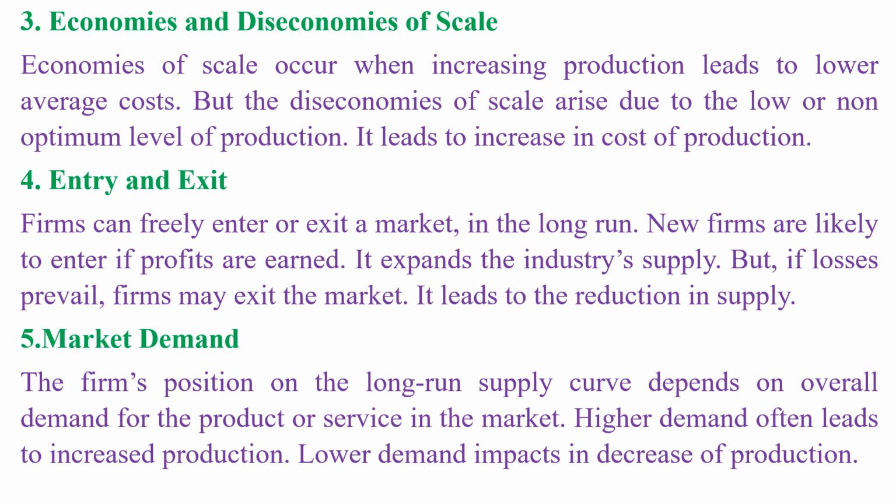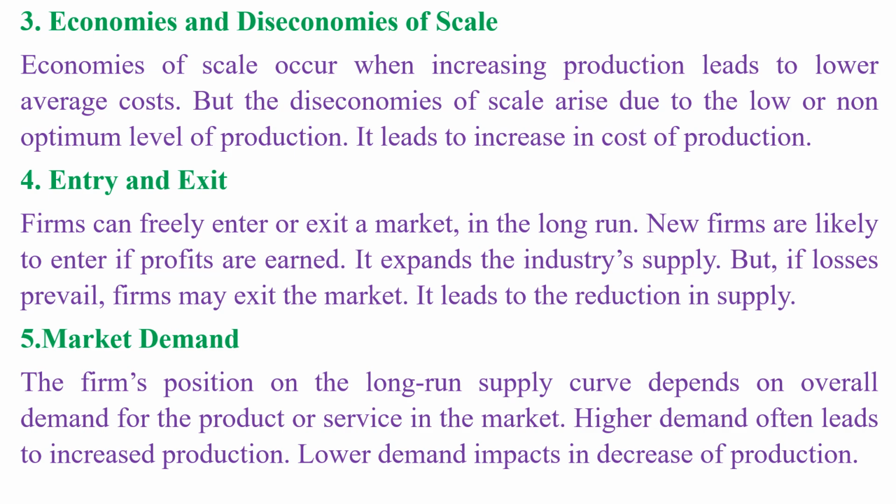3. Economies and diseconomies of scale. Economies of scale occur when increasing production leads to lower average costs. But the diseconomies of scale arise due to the low or non-optimum level of production. It leads to an increase in cost of production. 4. Entry and exit. Firms can freely enter or exit a market in the long run. New firms are likely to enter if profits are earned. It expands the industry's supply. But, if losses prevail, firms may exit the market. It leads to the reduction in supply.